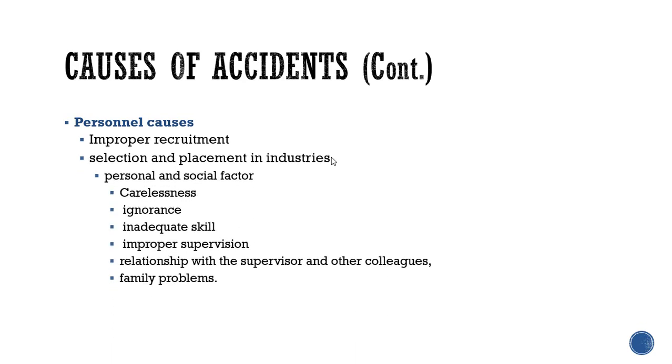Next one is personal causes, where people often make mistakes, that is improper recruitment. If somebody is recruiting employees for a job, we need to understand what kind of expectations we have as far as the recruiting process is concerned. If you do that process in a wrong manner, definitely you will not get the exact, right person for doing the job. Because of that, the accident may happen.